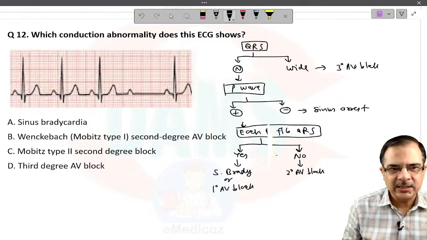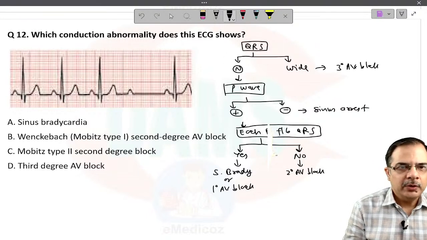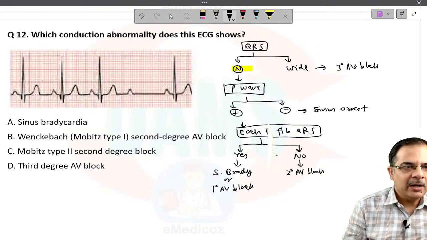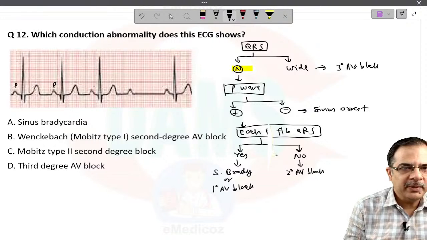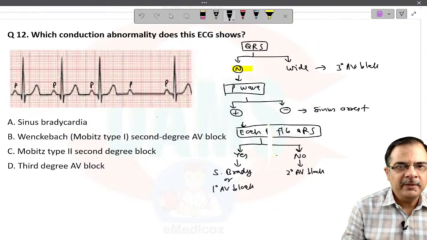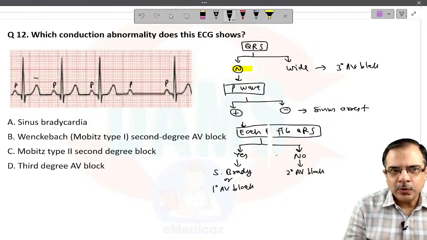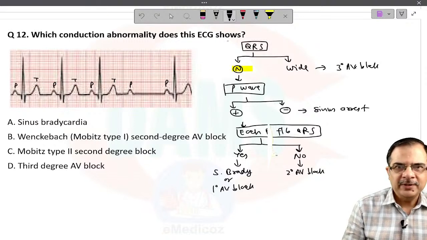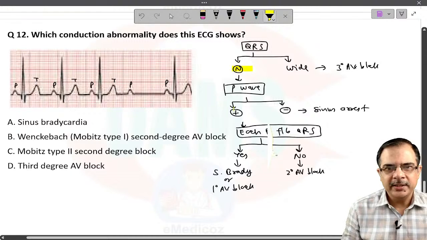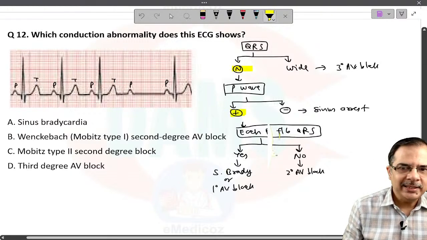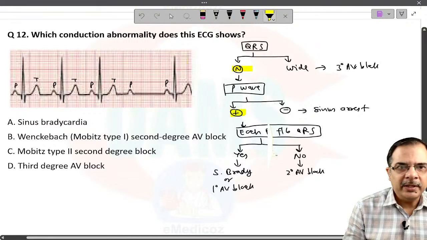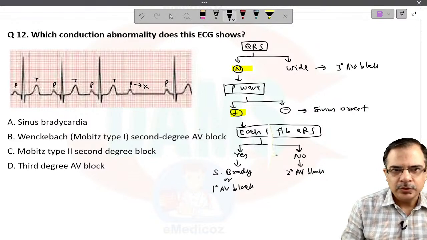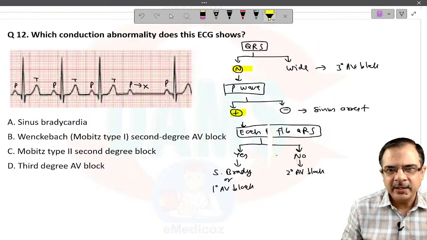So let me see what answer I am getting. I am getting the C answer correctly here. Look at the QRS. QRS is normal. I will go according to the flow chart. Are P waves present? Yes, this is the P wave. This is a T wave, taller than the P wave. So P wave is present. Then I will assess, is each P followed by QRS? No. The third P, fourth P wave is not followed by QRS. So this is a case of second degree AV block.